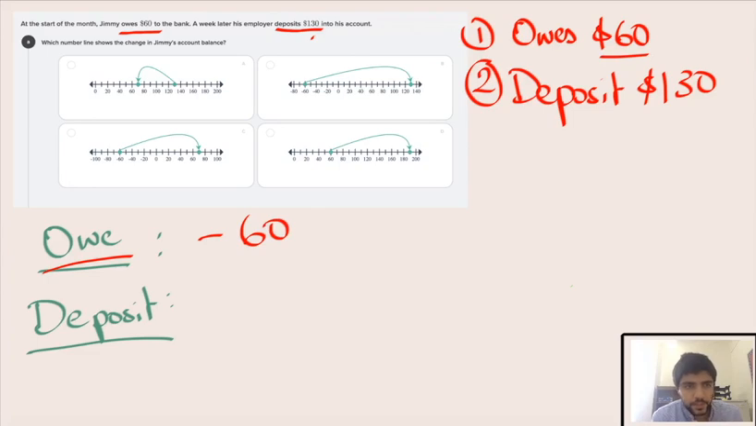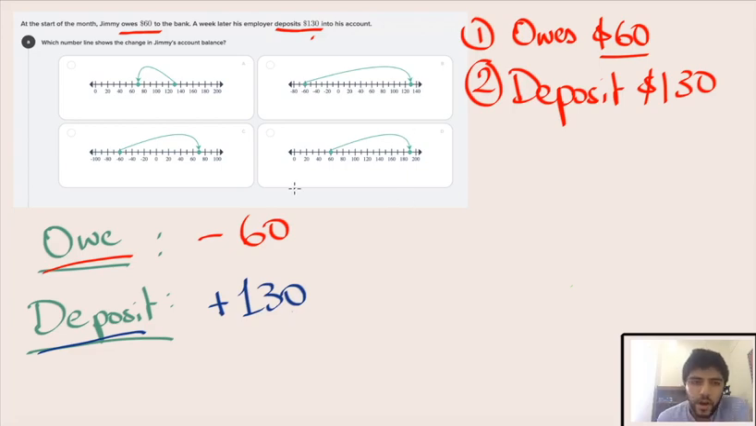A deposit is putting money in. And we've done this in a question before, in notes before. To deposit money is to give someone money. So depositing money into someone's account is putting money into someone's account, and so you're adding $130 to whatever sum you had to begin with.